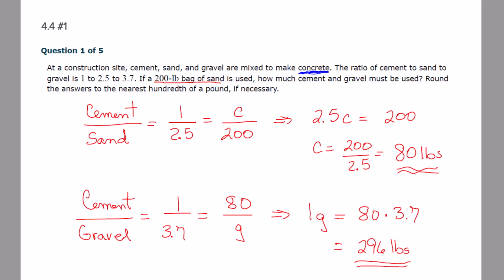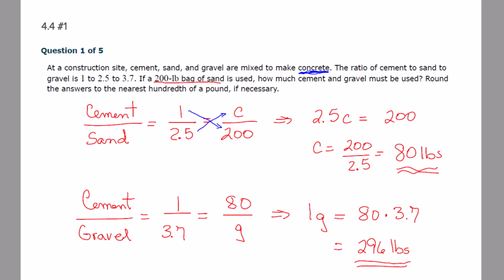So cement to sand, that's 1 to 2.5. I've got 200 pounds of sand, but I don't know how much cement. So I set up this ratio. Whenever you have ratios, the easiest way to undo them or unravel them is just cross multiply. So 2.5c equals 200. I divide by 2.5. And I get that the amount of cement I would need would be 80 pounds.